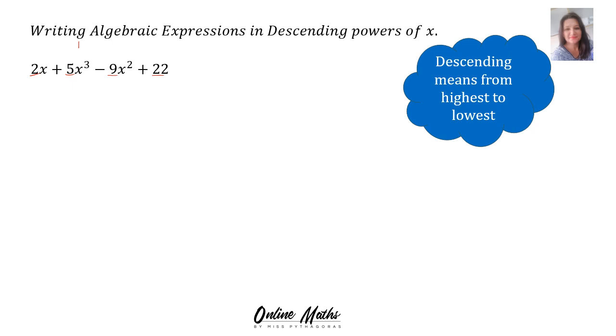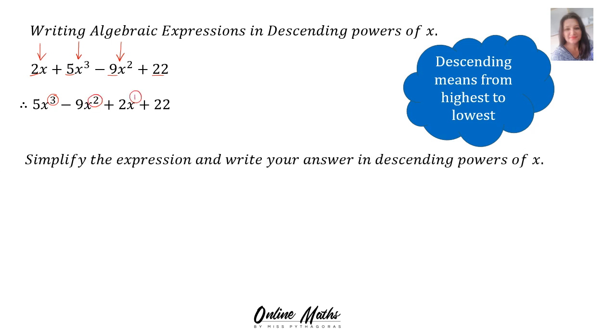So here, the one with the highest power is 5x to the 3. Then it's the minus 9x squared, then it's 2x, and then the 22. So that one in descending powers of x will be 5x to the 3 minus 9x squared plus 2x plus 22. Can you see here the descending order of the x? X to the 3, x squared, x to the 1, no x.